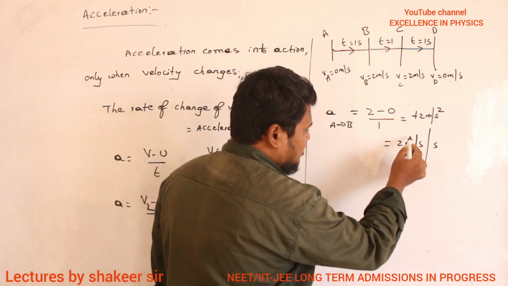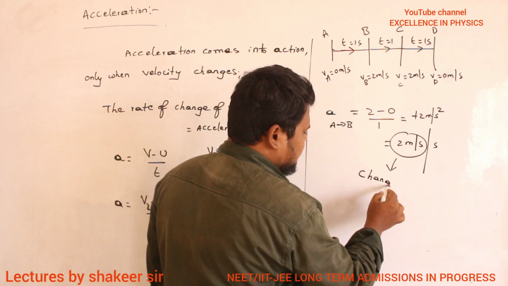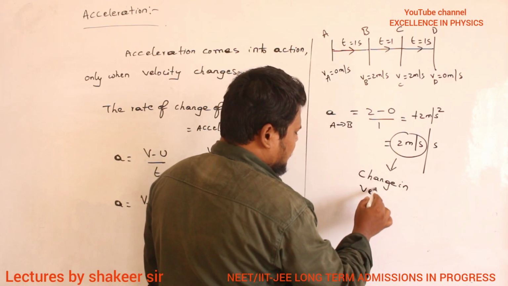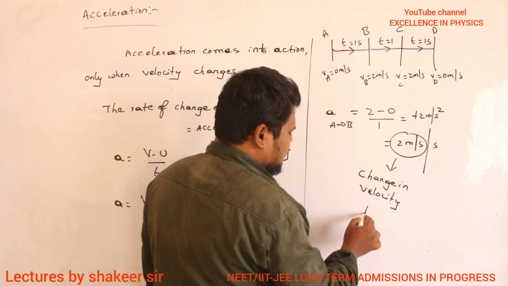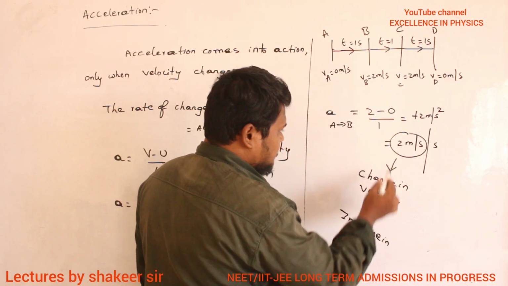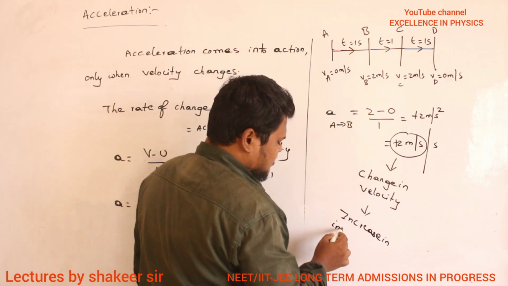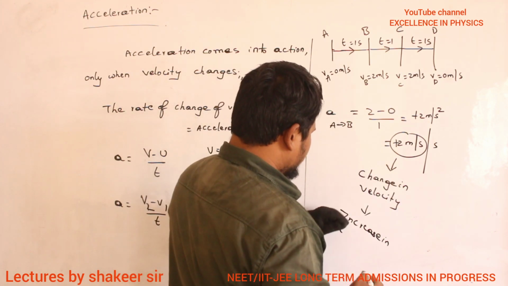So meter per second. What is this 2 here? 2 meter per second is called change in velocity, or you can call it increase in velocity. Why am I saying increase here? Because velocity is increasing. I have plus 2, no, ma? Plus 2. So increase in velocity. Clear? In how much time?